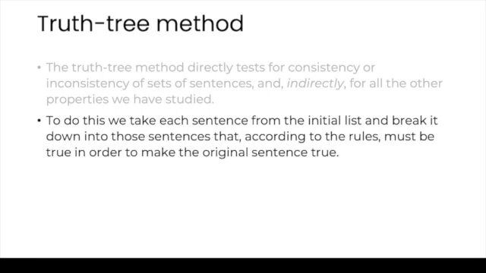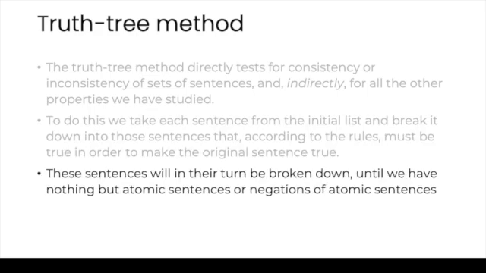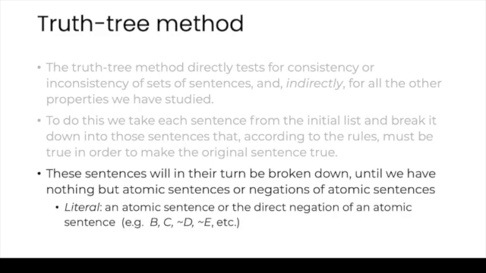So in order to test for consistency, we take each sentence from the initial list and then we break it down into those sentences that, according to the rules, must be true in order for the original sentence to be true. So these sentences will in their turn be broken down until we have nothing but atomic sentences or negations of atomic sentences. And these are called literals, or at least they're frequently called literals. A literal is either an atomic sentence or the direct negation of an atomic sentence. So B, C, not D, not E is a literal, but B ampersand E, for instance, is not a literal.